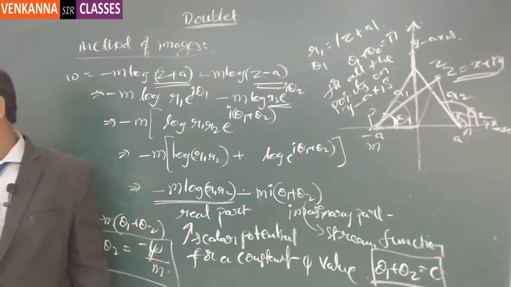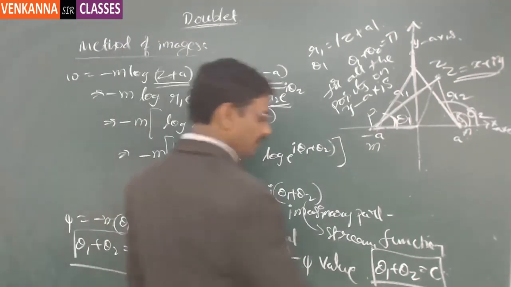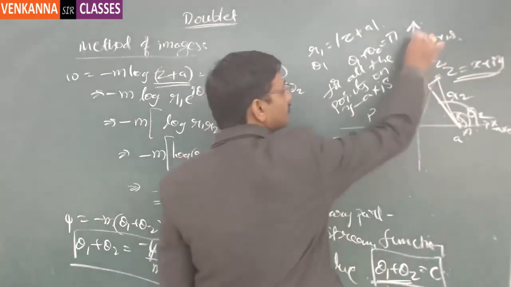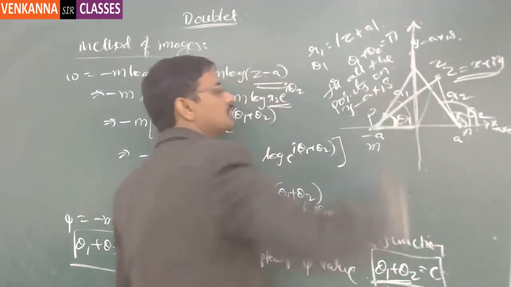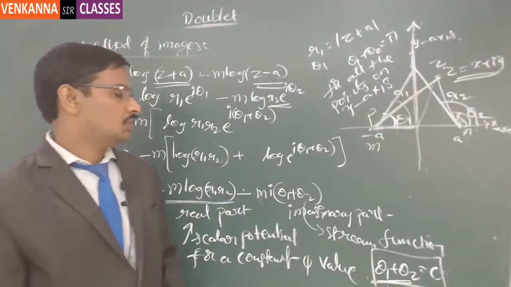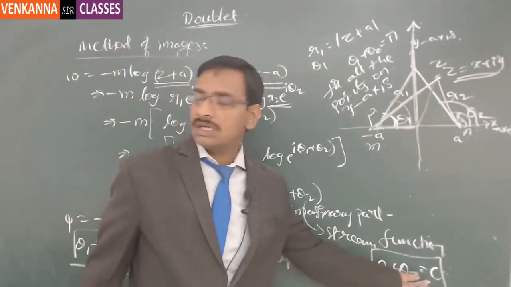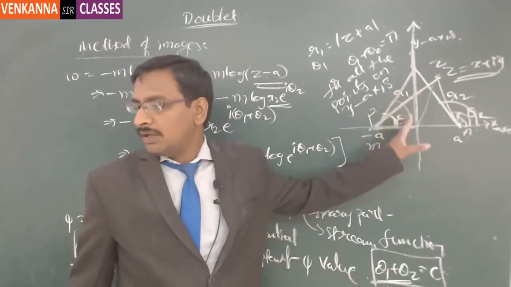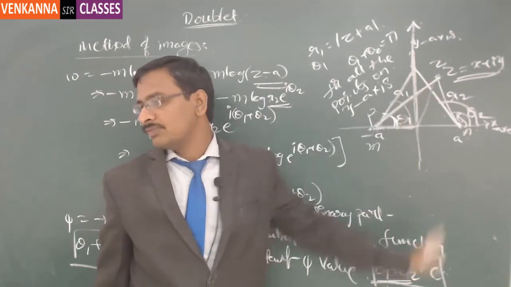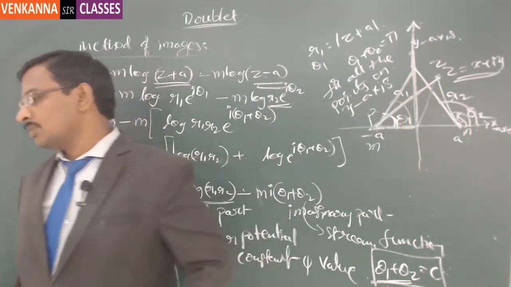So everybody understood? So we have achieved our point, that is, on this wall the streamline should be tangential to the wall surface. So theta 1 plus theta 2 is equal to constant, where this constant is equal to pi, that represents this wall surface. Clear?